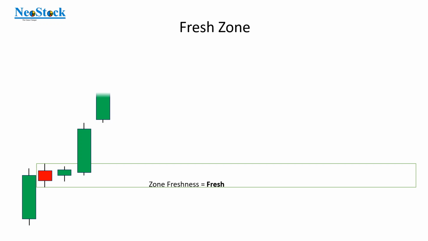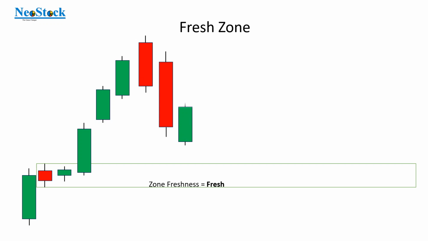Now prices are moving up and down. And finally, the price reached into this demand zone. Please look here. The price entered inside this demand zone. What does a demand zone have? Institutional pending buy orders. Institutional pending buy orders. And this is the area where we need to buy.